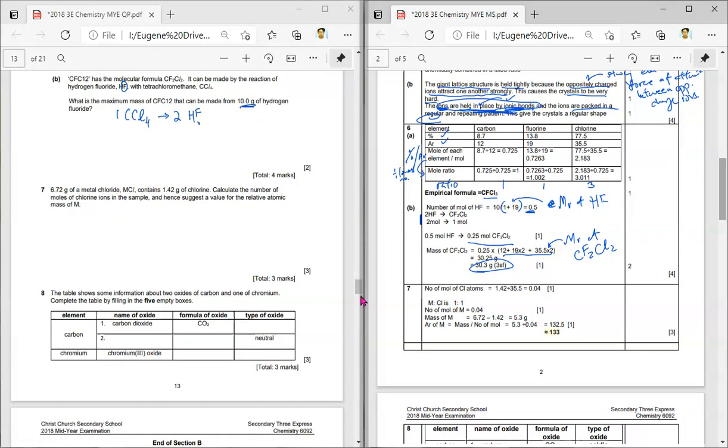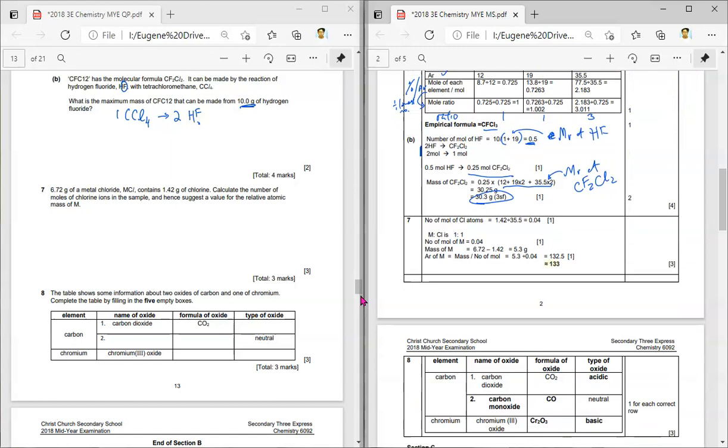Question 7. Question 7 is another mole question. I got 6.72 grams of metal chloride, and it contains 1.42 grams of chlorine. Calculate the number of moles of chlorine ions in the sample. Hence suggest a value for the relative atomic mass of M. So I need to find the relative atomic mass of M.